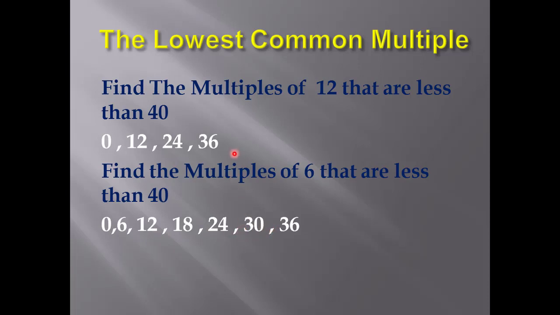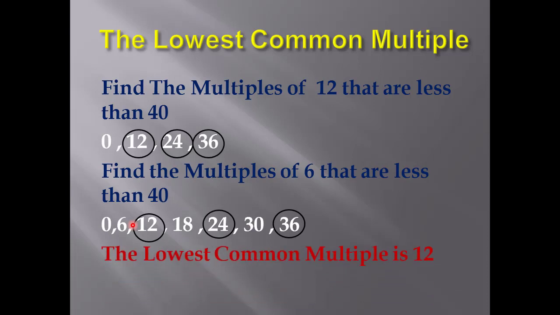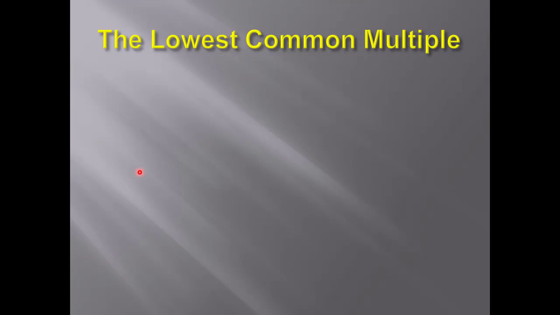Okay, so are there any common multiples? Of course we have 12, but don't count 0. 0 is a common multiple for all numbers. We want the common multiples between 12 and 6, except 0. We have 24 here and here. Also we have 36 here and here. So we have 3 common multiples, 12, 24 and 36. What is the lowest common multiple? It is 12. Okay, so the lowest common multiple is 12.